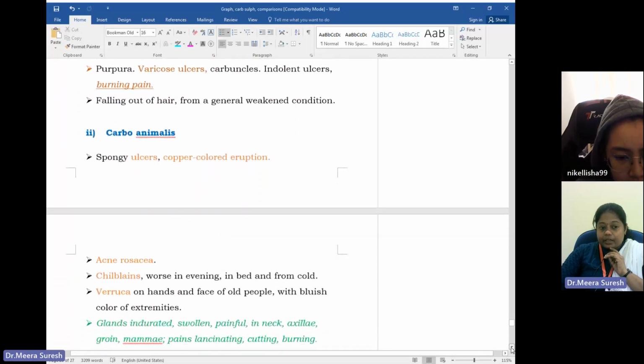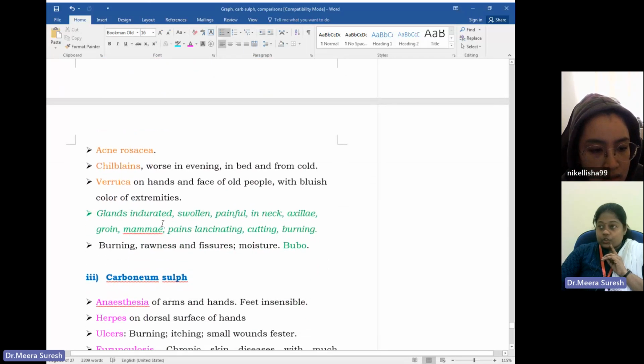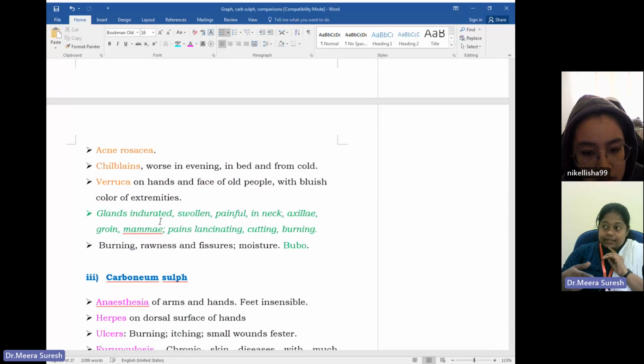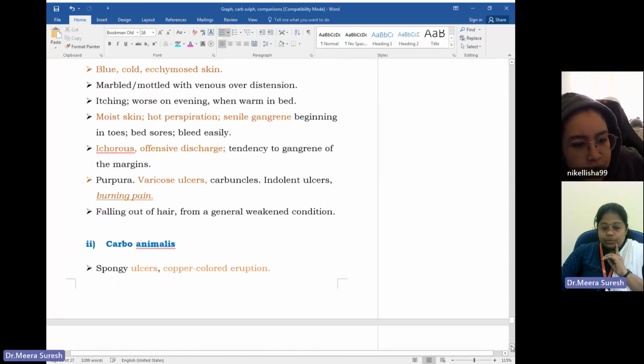Then Carbo animalis, we have ulcer, chilblain, verruca or warts, acne rosacea, and copper color eruption. Copper color eruption is a characteristic feature of syphilis. Then glands will be affected, which we already saw because it's a cancerous condition. When it is skin that is affected, we need to put that cancerous condition also over there. So all the glands affected with that characteristic pain, and also given for bubo. This is Carbo animalis bubo.